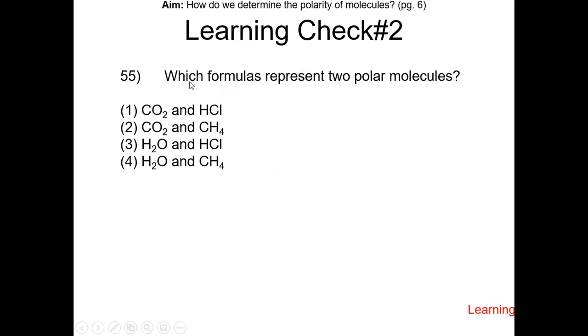Learning check number 2. Which formula represents two polar molecules? Pause the video and resume once you complete it. We know that CO2 is a nonpolar molecule, so 1 and 2 are wrong. We know water is polar, so we just need to check HCl and CH4.